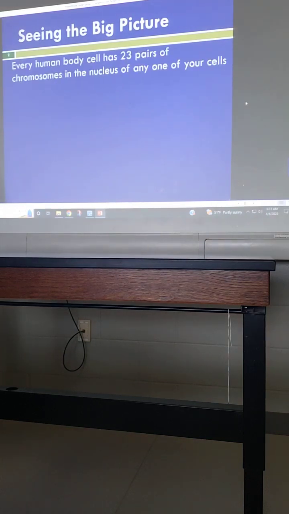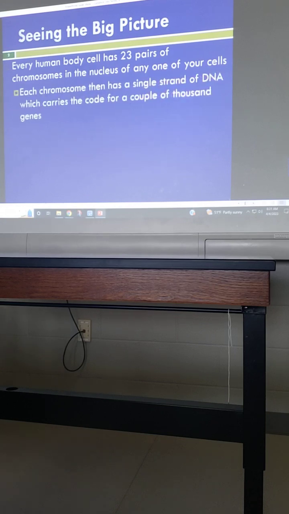Okay, so the big picture here. We learned that every human body cell has 23 pairs of chromosomes in the nucleus, and that is the full amount that you need, correct? Because all the body cells need to have the full set of information. And each chromosome has a single strand of DNA that carries the code for a couple thousand different genes.